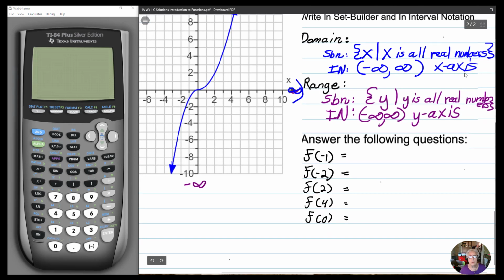All right, now we're going to go on a hunt. What is f of negative 1? I don't know. Let's look.